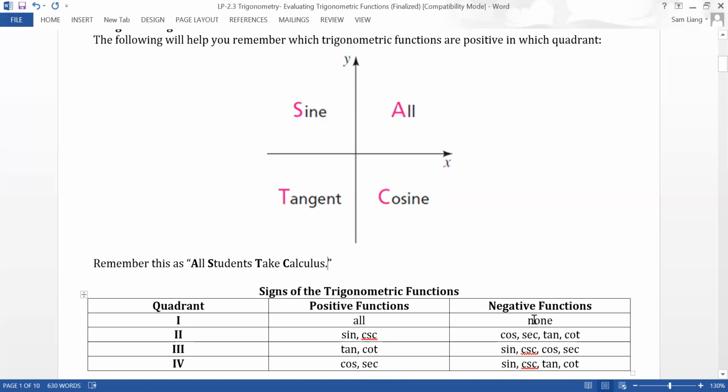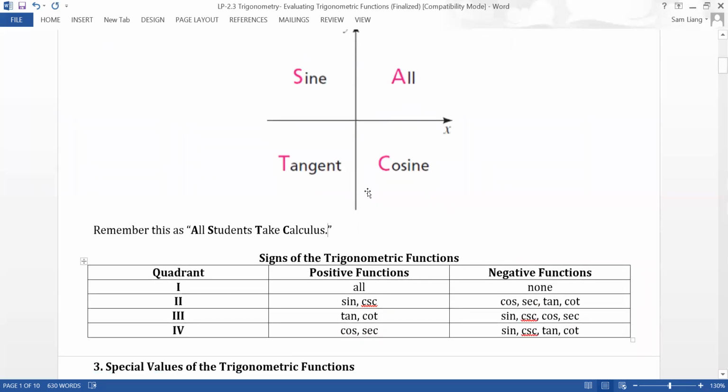So quadrant 1, none of them are negative. Quadrant 2, it's cosine, secant, tan, and cotangent. Quadrant 3, only tan and cotangent are positive here, so everything else, sine, cosecant, cosine, secant, is negative. And lastly, quadrant 4, sine, cosecant, tan, cotangent. All right, if you need to copy this diagram or this table, please pause the video here. Otherwise, I'll be moving on to the next part of the lesson, which I believe is the table.